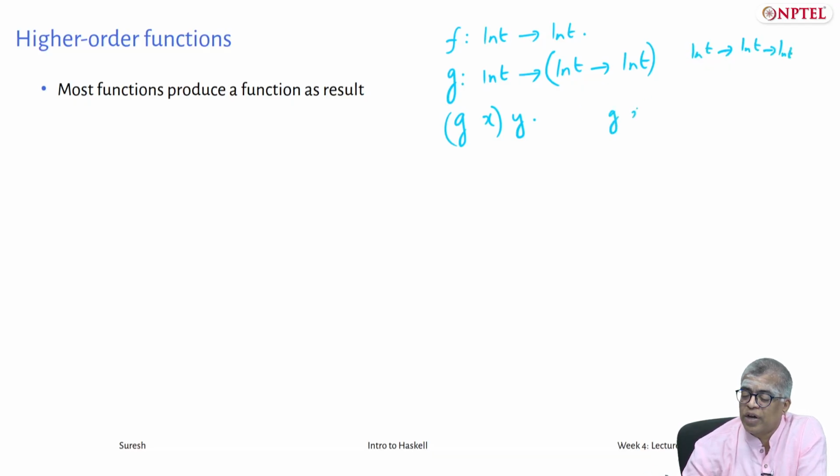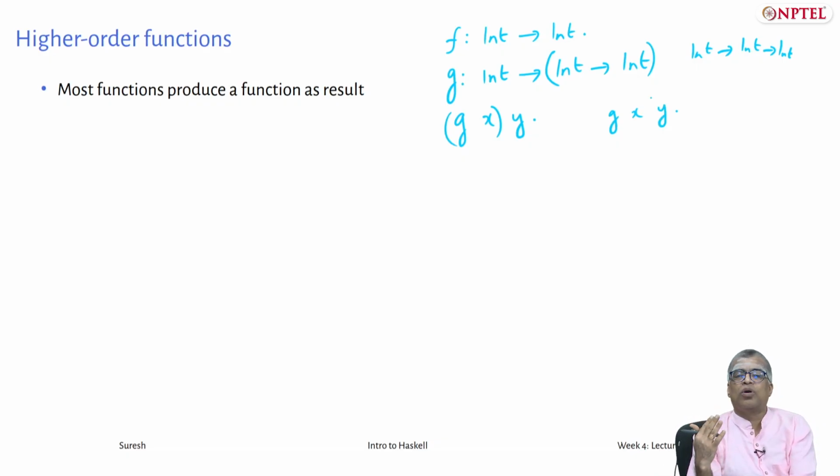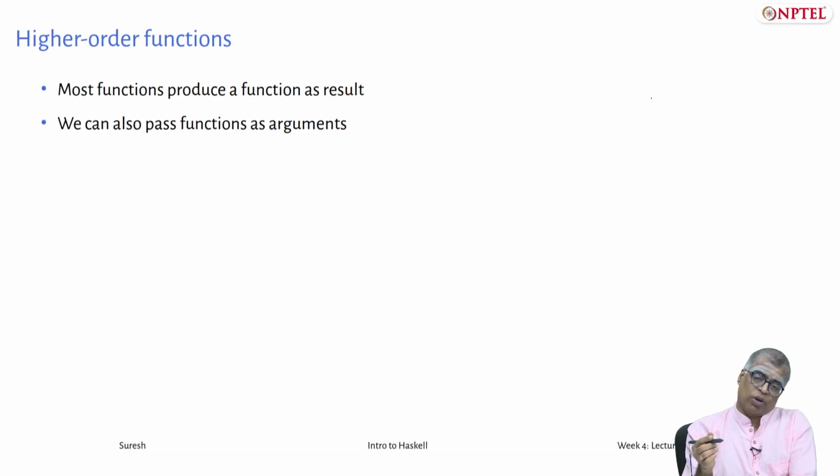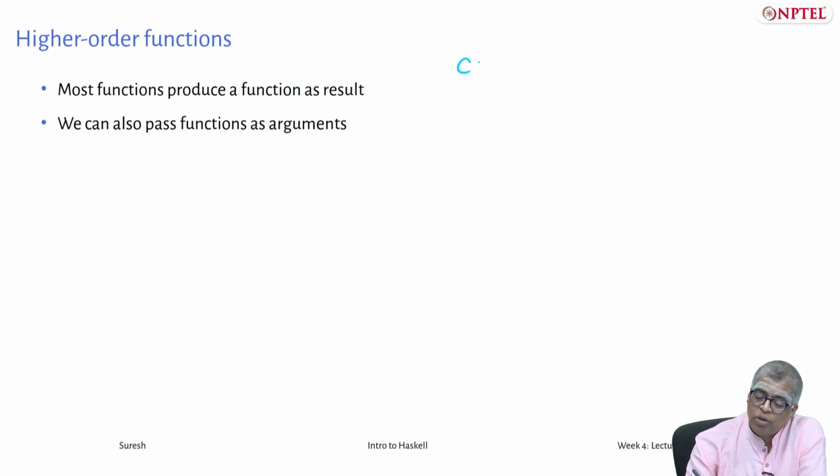But we shouldn't forget the fact that most functions, at least all functions of two or more arguments, return a function. Okay, but the nice feature in Haskell is that you can also take functions as arguments. This is not something that is very naturally done in other languages. In older languages like C, etc., you couldn't do this. You could only do it in some roundabout fashion by passing a pointer to functions as arguments.